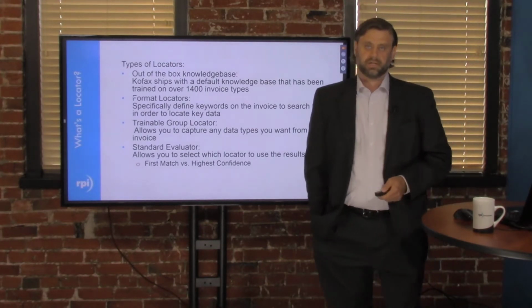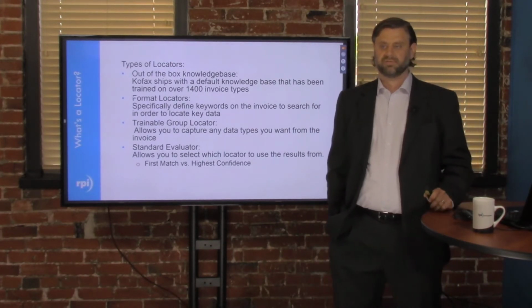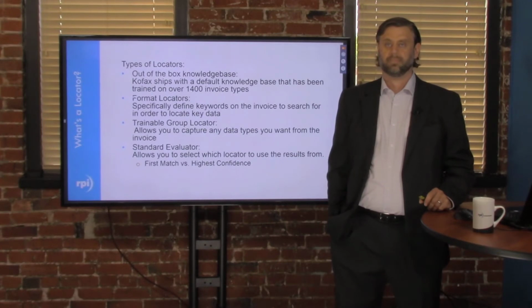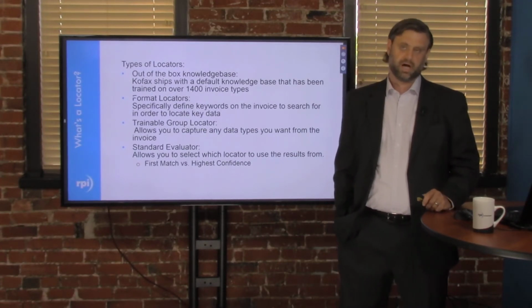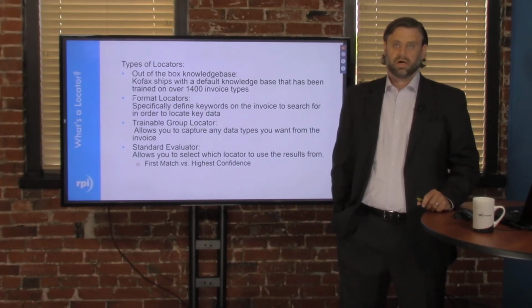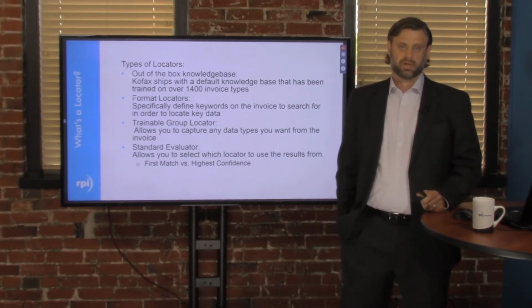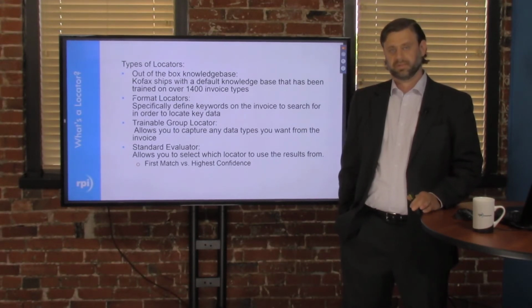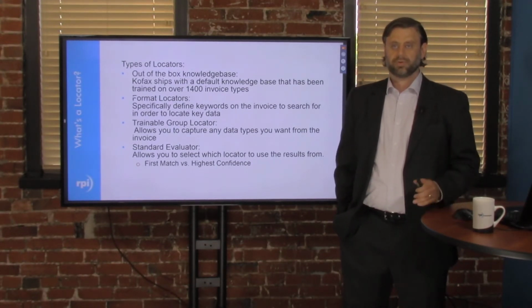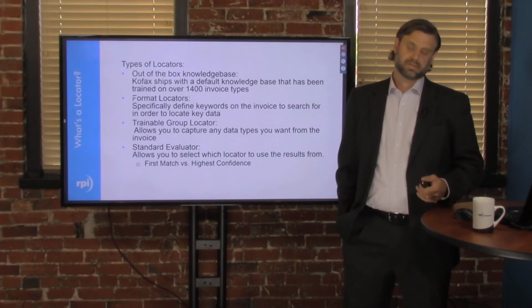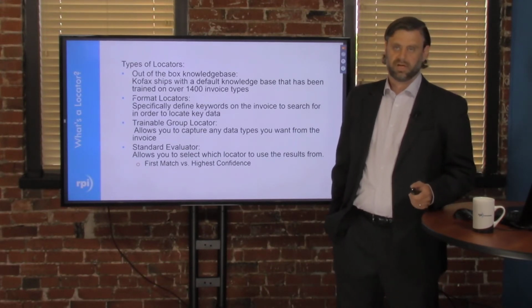Okay, so now we're getting into the good stuff here. The types of locators that we're going to use to extract data off the invoices. There's really four main types. There's a lot of different configurations you can do within Kofax to pull data off of invoices. These four are the four that I've typically seen used. I'll go through and explain each one, and then I kind of explain how I've been setting up projects recently when I build them in Kofax.